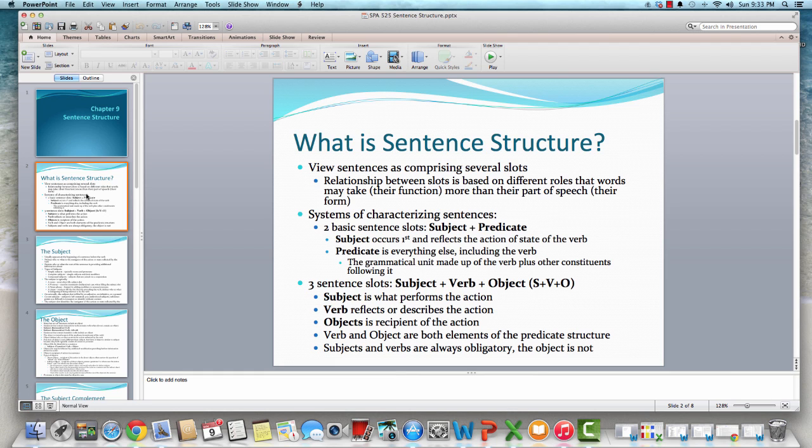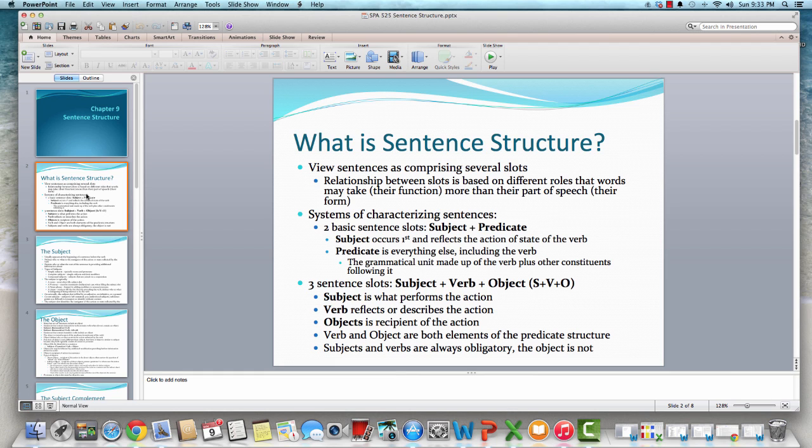So, what are the systems of characterizing sentences? There is the system of two basic sentence slots, which would be the subject and predicate. The subject fills one slot and the predicate fills the other. In this philosophy of characterizing sentences, the subject occurs first and reflects the action or the state of the verb. The predicate is everything else, including the verb. And the predicate is also the grammatical unit made up of the verb plus other constituents following that.